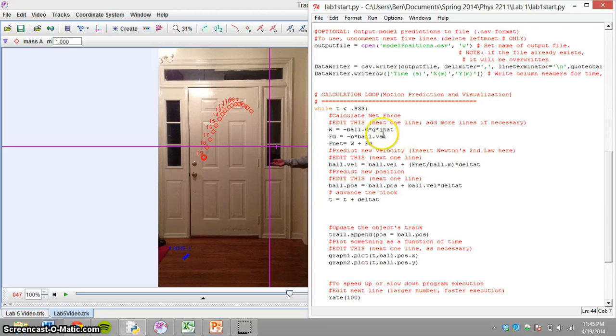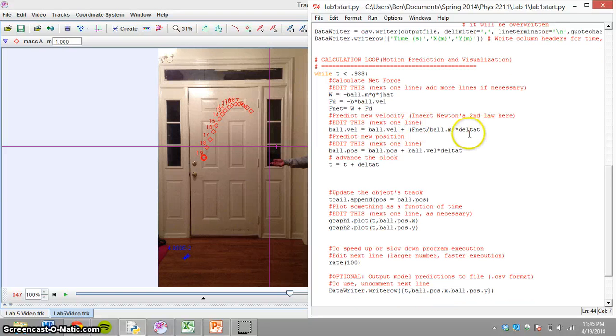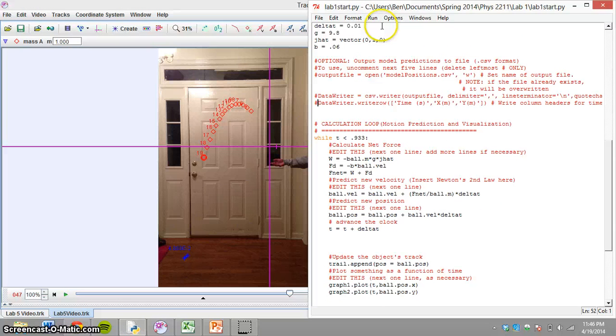Let's see, we run through this. Weight equals negative mg, drag force is negative b times the velocity, and the F net is the weight plus the drag force. So let's run it.